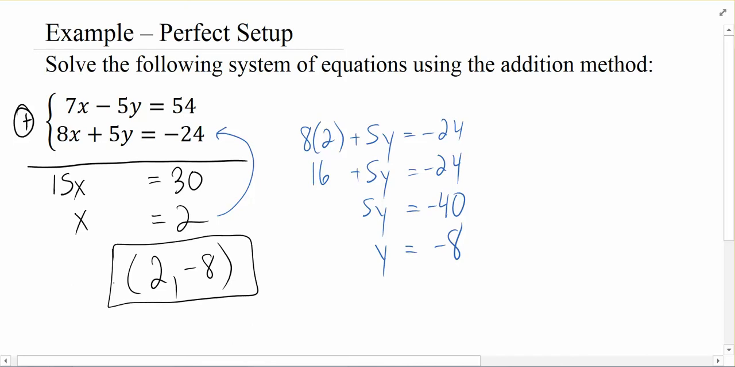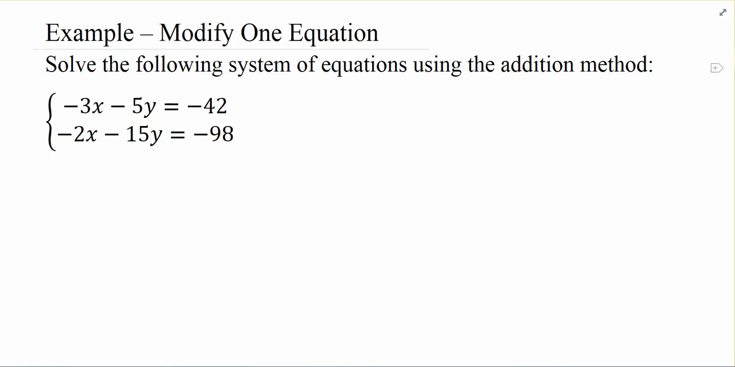And we can always plug it back into both equations to double check. But what I want you to notice here is the fact that the 5y's were opposites of one another was the key. So when we add them together, the y's went away. So this problem here isn't a perfect setup, but we only have to do something to one of the equations. So what we can do with an equation is we can multiply both sides of that equation by any number we want that's not 0.